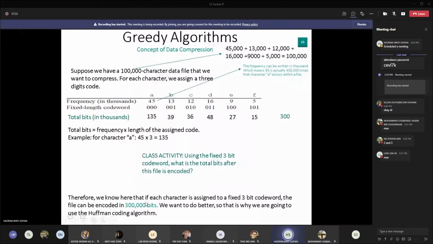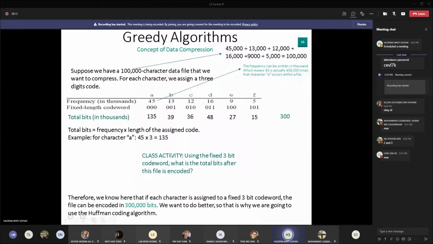So from here we know that if each character is assigned a fixed 3-bit code word, the file can be encoded in 300,000 bits. We want to do better than this. That is why we want to use the Huffman coding algorithm. Like I said just now, it applies the greedy method.